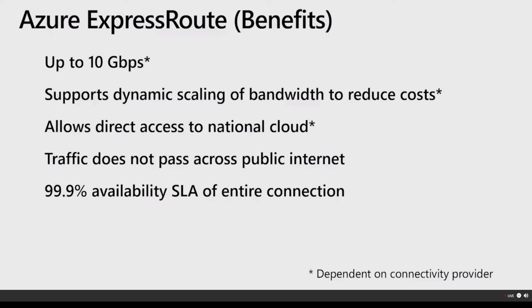But the key point is that this traffic between you and Azure via this ExpressRoute connection will not pass across the public internet. And because of that, you get this benefit of a 99.9% availability service level agreement of this entire connection. Remember, that's different to the VPN, where Microsoft was only guaranteeing their VPN gateway at their end.